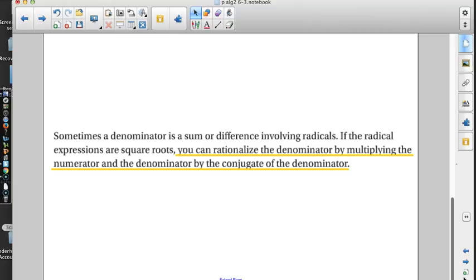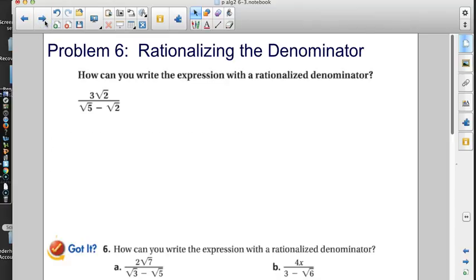Oh my gosh, that's a lot of fraction talk. Focus on the denominator. Find the conjugate of the denominator and then build your fractions from there. So, away we go. How could we possibly write this expression with a rationalized denominator? Well, we've got to get rid of that square root of 5 and that square root of 2. We just saw how you do that. We'll multiply by the conjugate.